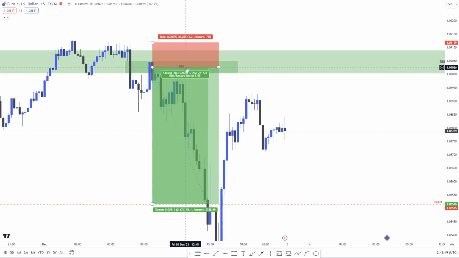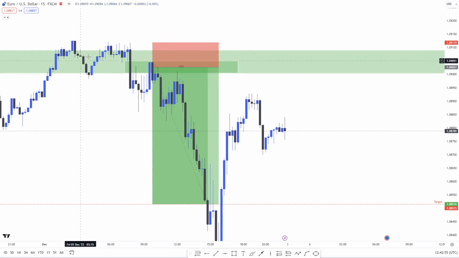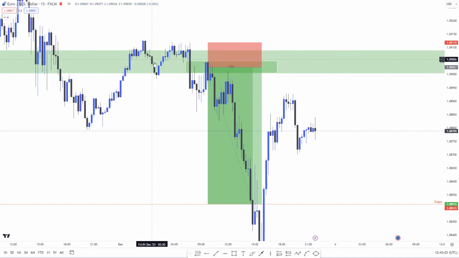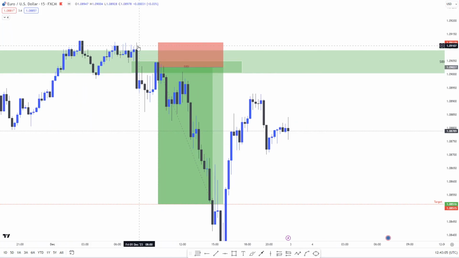Overcomplicating it can seriously cause you so much damage. And it's so important that you just remember the basics. 4-hour price action, 4-hour area of sell side imbalance, buy side inefficiency. We've come back into the area on a 15-minute time frame. At the London Open, price has dropped significantly lower.